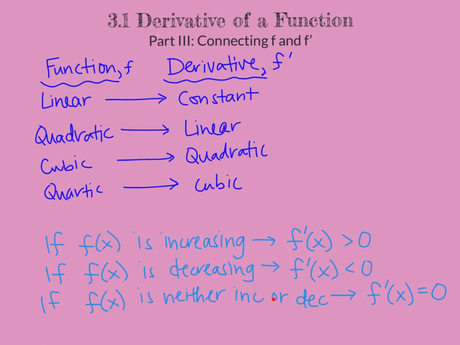And if f of x is neither increasing nor decreasing, that can look like 3 different things. It can look like a maximum point where we're neither increasing nor decreasing, a minimum point where we're neither increasing nor decreasing, or kind of like a stagnant point, like in a cubic function, where we go from increase to more increase, or decrease and more decrease, like another stagnant point. So it can look like those 4 things. Basically, if your function at a certain point is neither increasing nor decreasing, that means that the derivative is 0 because it would have a horizontal tangent line.